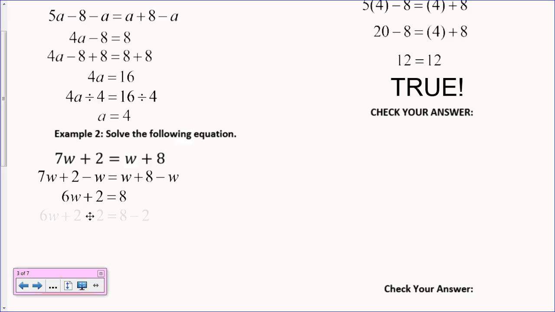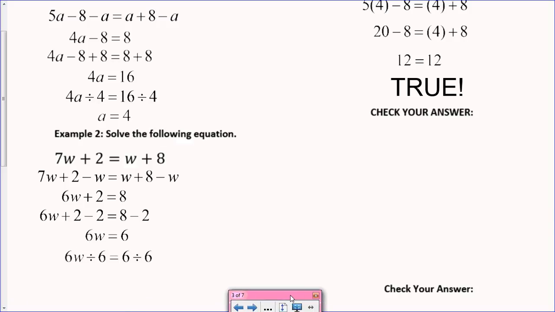Now it's a 2-step equation. Go ahead and subtract 2 from both sides. It's going to leave me with 6w equals 6. And then just divide by 6 on both sides. That leaves me with w equals 1. Okay?